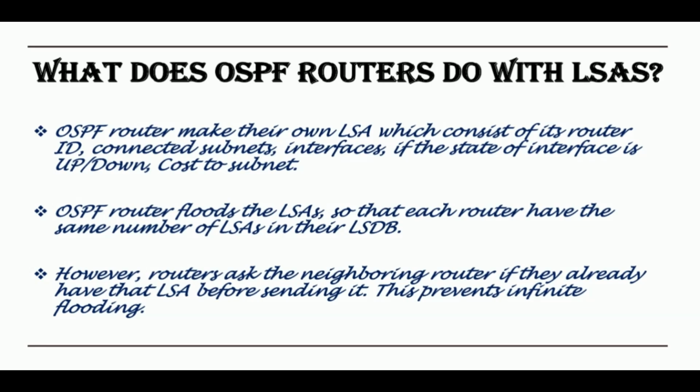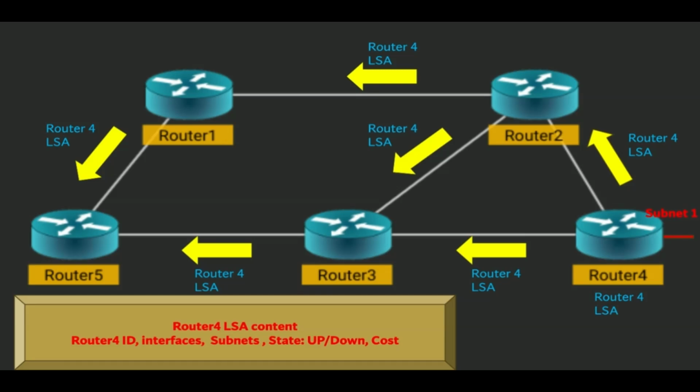This prevents infinite flooding. Consider router 4 in this topology. R4 creates its LSA and forwards it to its OSPF neighbors, and they forward to their neighbors. This forwarding ends when all the routers have router 4's LSA. Similarly, every router makes an LSA and forwards. At the end, the LSDB will have 5 LSAs and the routing algorithm will decide the routes based on the metrics.